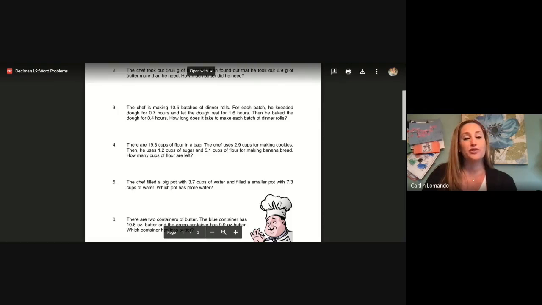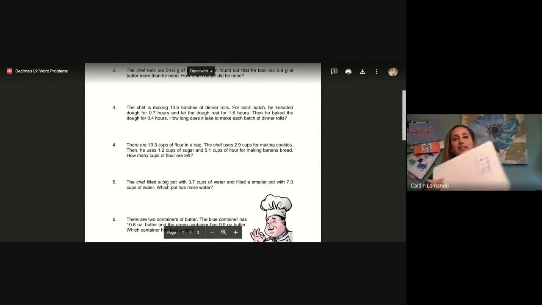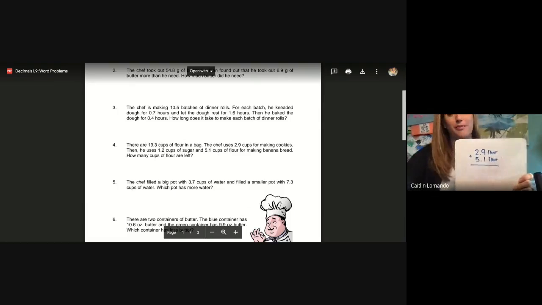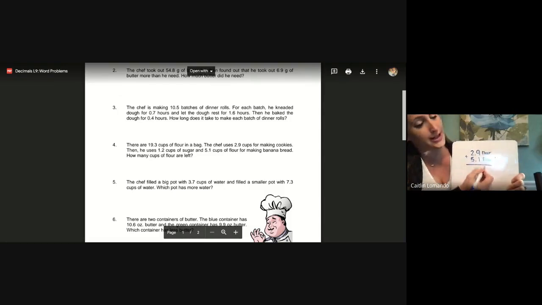Then he uses 1 2/10 cups of sugar. Are they asking us about sugar? No, they're asking us about flour. We only want to add the decimals having to do with flour. So then it says he uses 5 1/10 cups of flour. So we're going to start by adding these two numbers. This is why it's important in word problems to read the problem, because they're trying to trick us by throwing in cups of sugar. We're not interested in cups of sugar. We're interested in cups of flour. So let's pause here and add how many cups of flour he used.